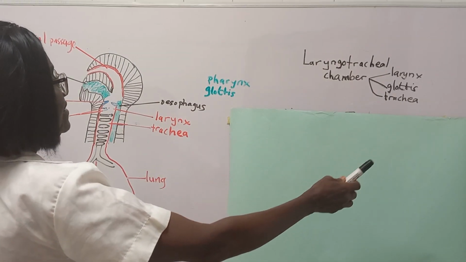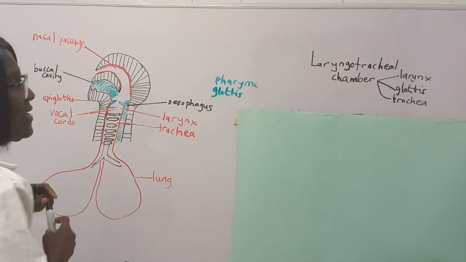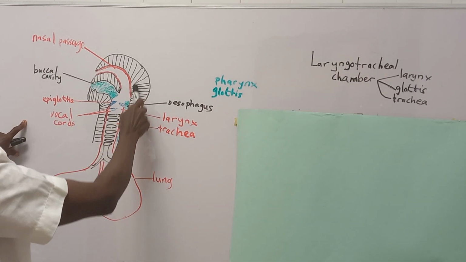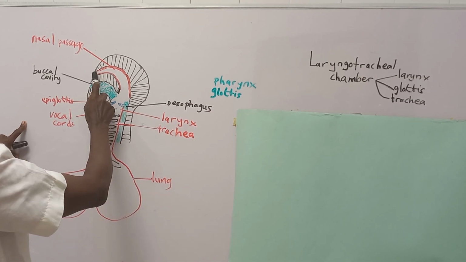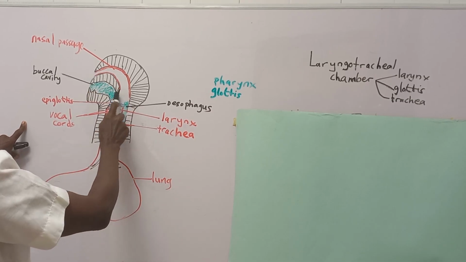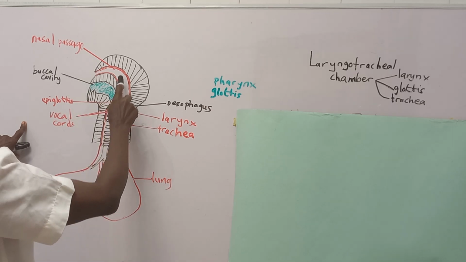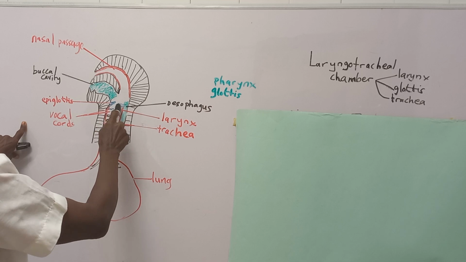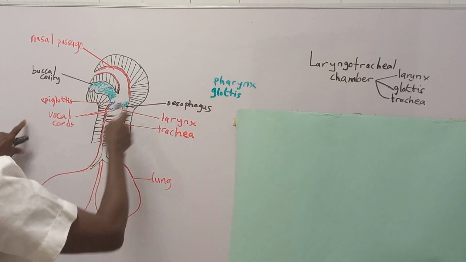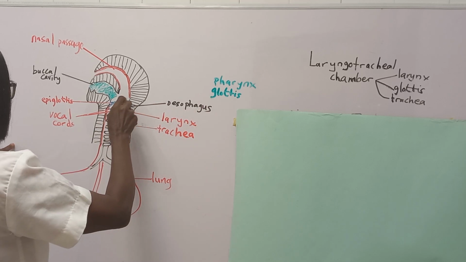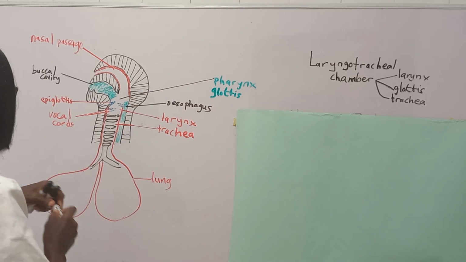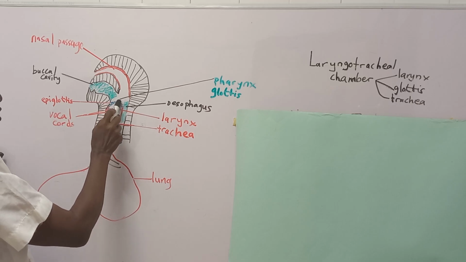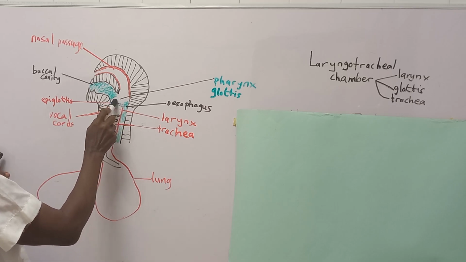Now, to make it easier for us, where is the larynx, glottis, and trachea in the human system? I have made an illustration here. You have the nasal passage, and then you have the buccal cavity. The nasal passage and the buccal cavity have a common area known as the pharynx. So that's the pharynx in this area.